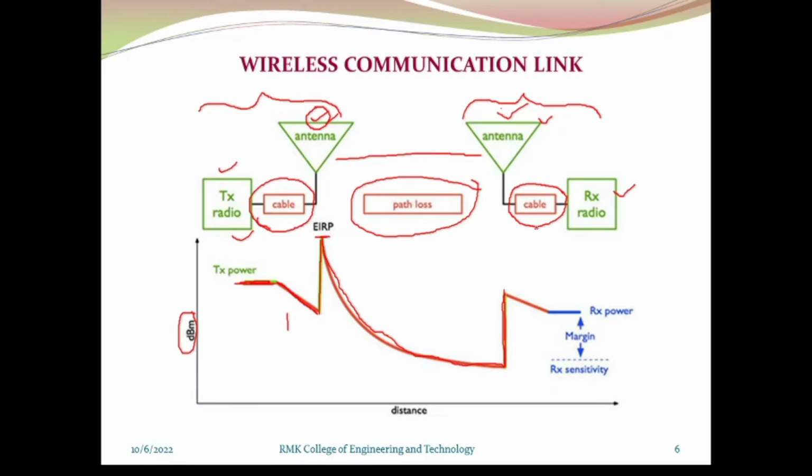And again, due to the cable, what is happening? This is the second loss. This is the third loss. So the power is somewhat reduced, and we have received almost this much power. So now this is the received power, but the receiver sensitivity power is this much.